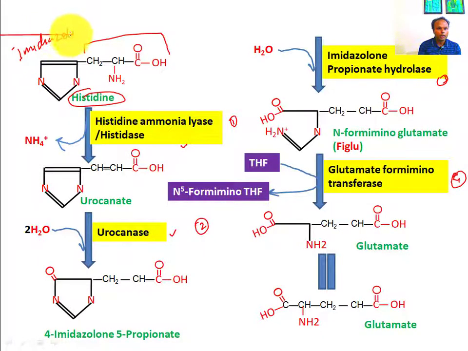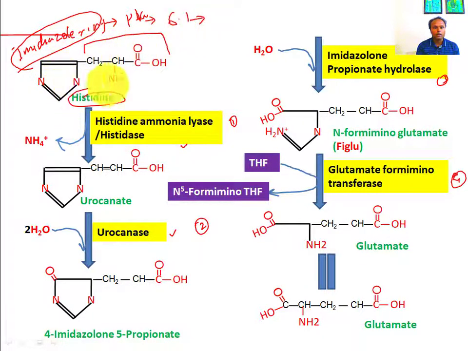Imidazole ring. This imidazole ring has very great significance because the pKa of this imidazole ring is very close to the pH of blood, about 6.1, and therefore this ring plays a very important role in buffering. This histidine amino acid plays a very important role as a buffer in blood.